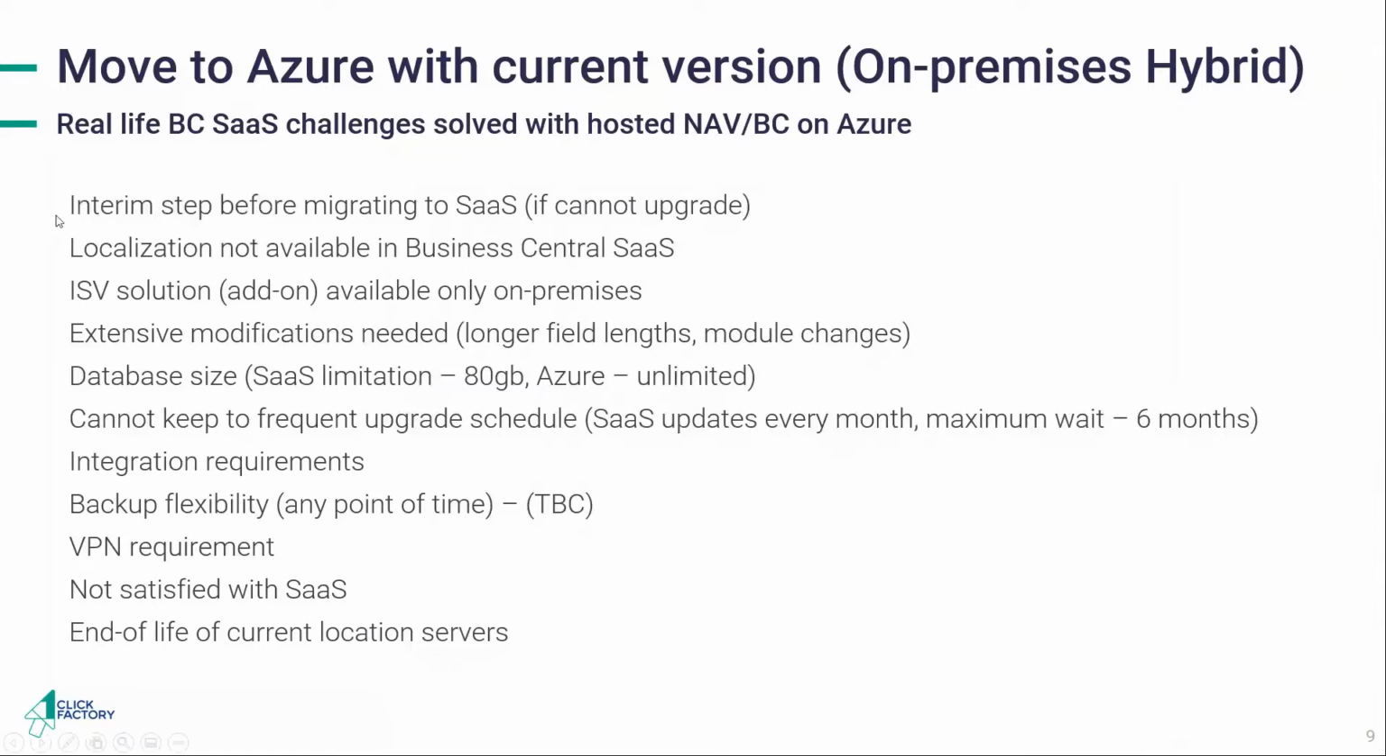And real life situations, very common situations like this. Localization is not available in your current location. The ISV solution is still only on-premises and is only thinking of going SaaS. And you need to think whether to use a new ISV or wait for the current ISV add-on to be available in SaaS. If the partner needs to upgrade to SaaS, you can again offer Azure, which can be an interim step. Then extensive modifications are needed, such as longer field lengths.